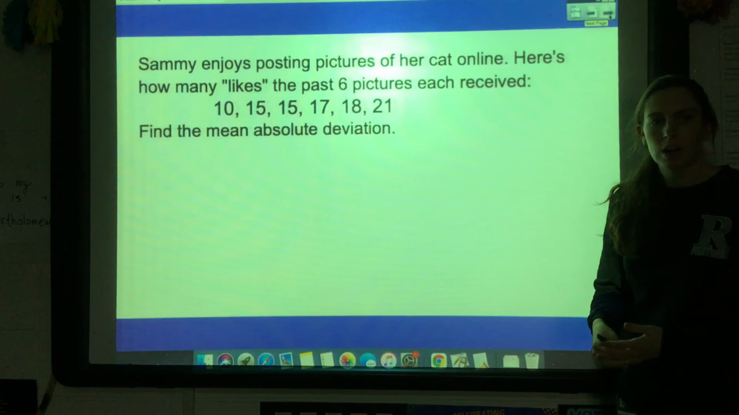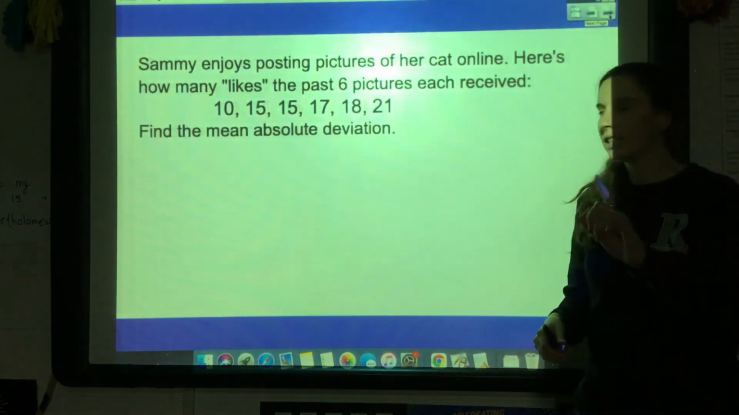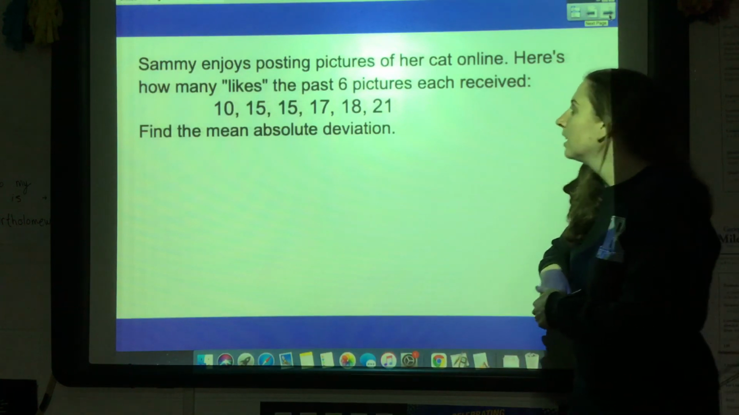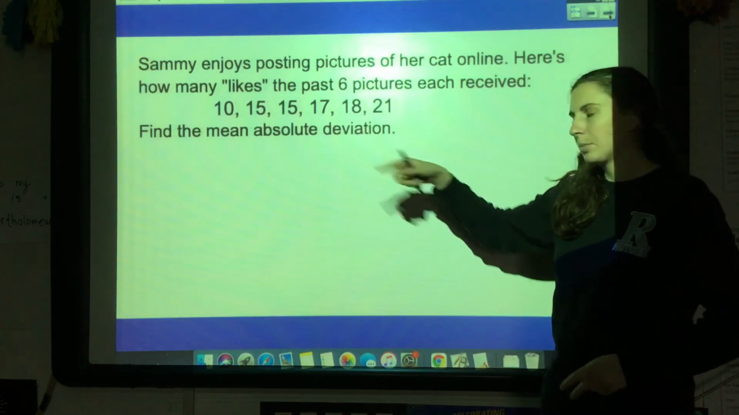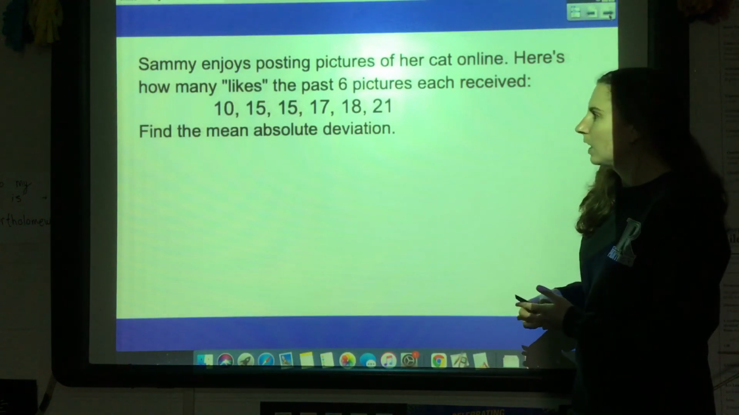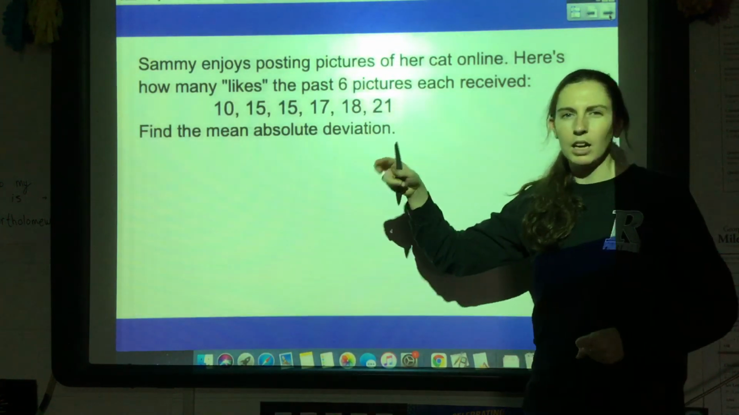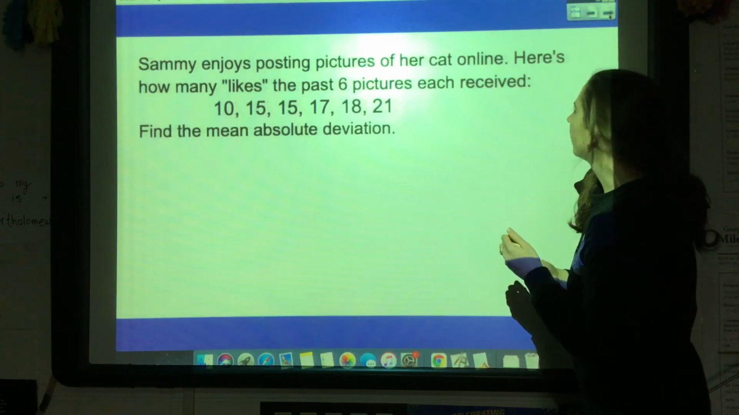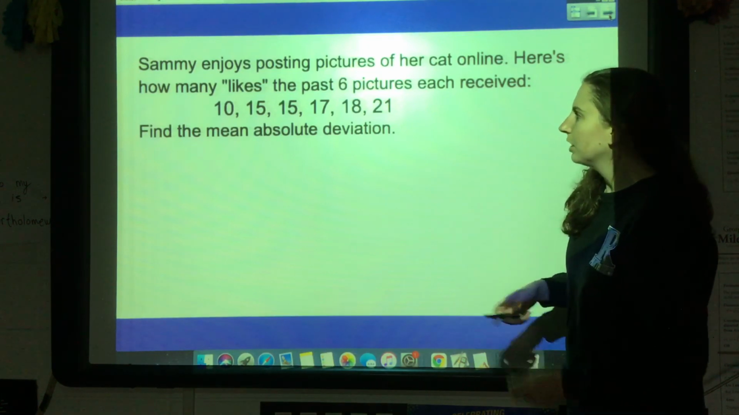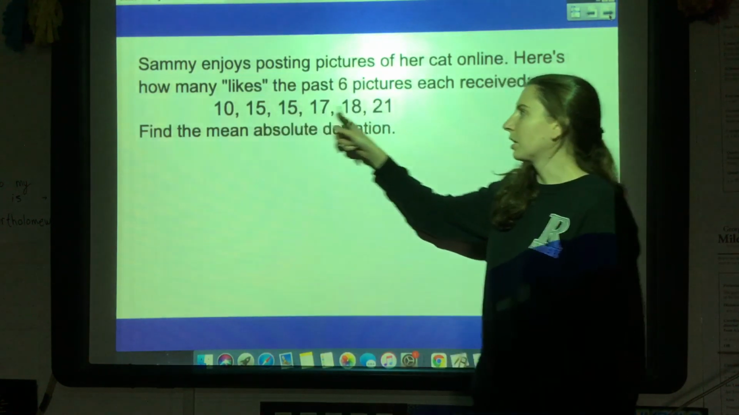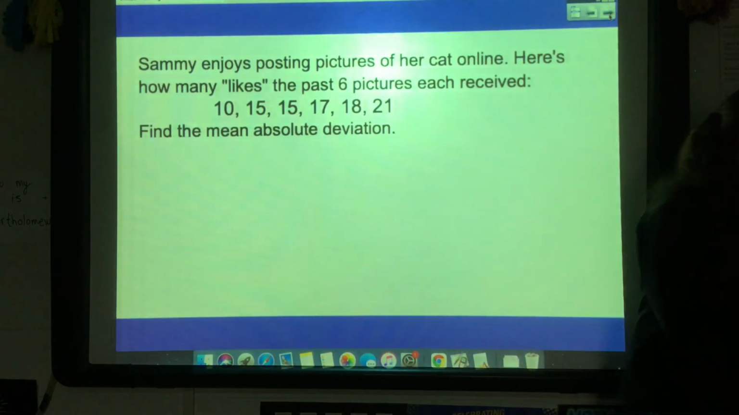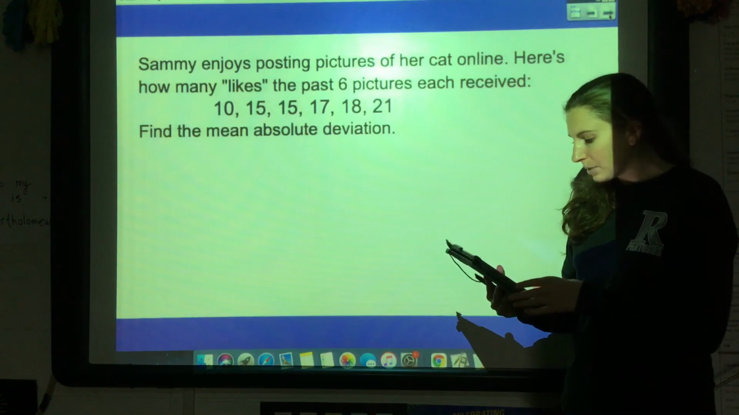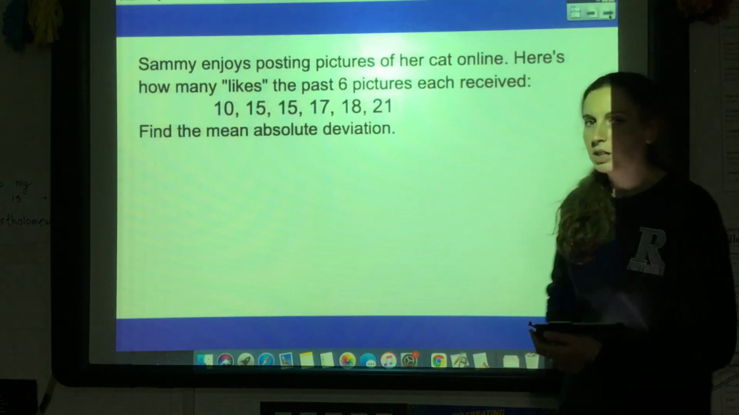All right, we're going to talk about one additional way to find how spread out a data set is, which is called the mean absolute deviation. I'm going to go through an example and then I'll show you the steps, but I think just seeing an example first is a good idea. So imagine you got this many likes on your past 6 pictures, which is not a whole lot.